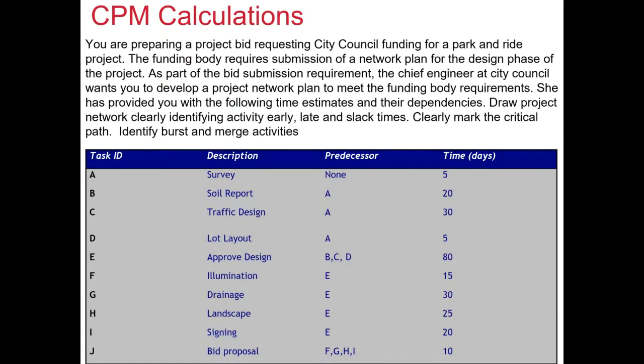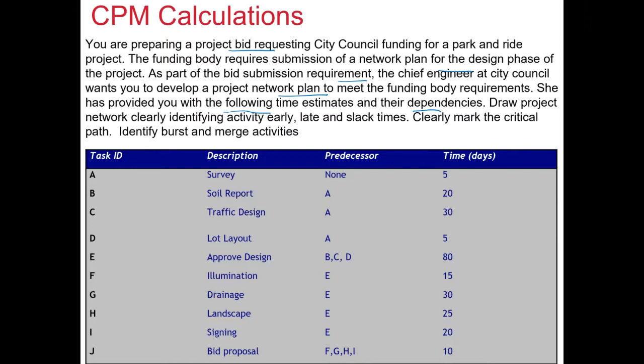Right, so we continue our discussion on CPM calculations, looking at some other examples. Here is an example given. You are preparing a project bid requesting City Council funding for a park and ride project. The funding body requires submission of a network plan for the design phase of the project. As part of the bid submission requirements, the Chief Engineer at City Council wants you to develop a project network plan. To meet the funding body requirements, she has provided you with the following time estimates and their dependencies.